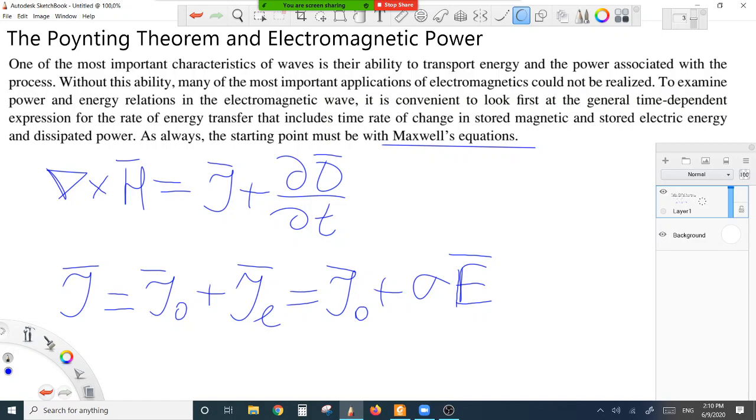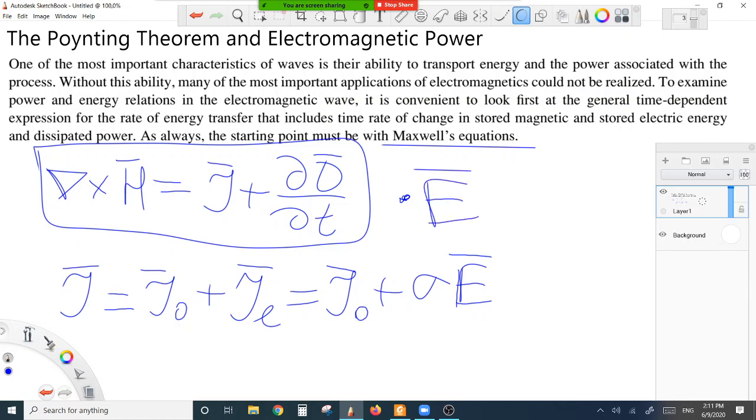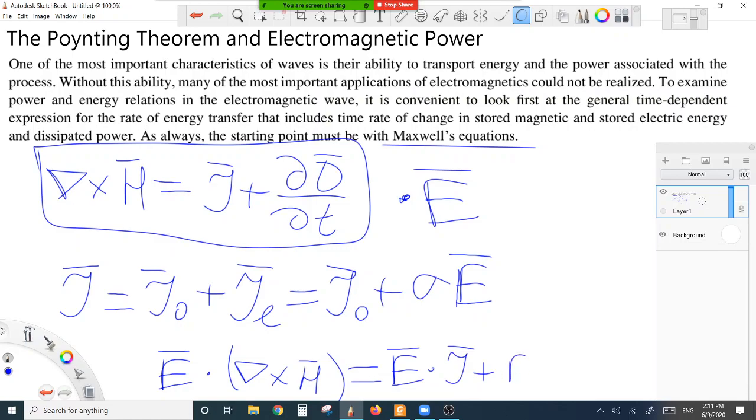Well, now we take this expression and we multiply both sides of it by E, where we will have E dot the curl of H equal to the dot product of E and J plus the dot product of E and the electric flux density variation with time.